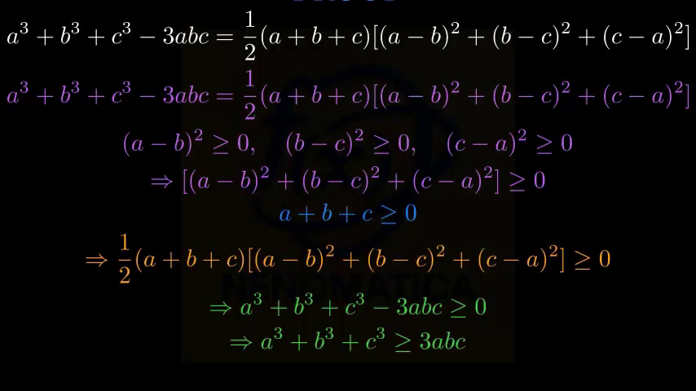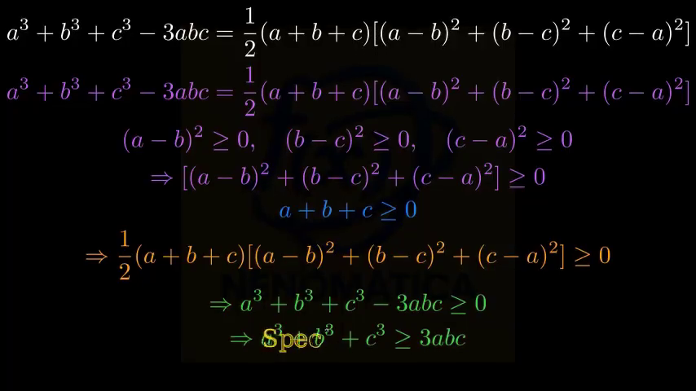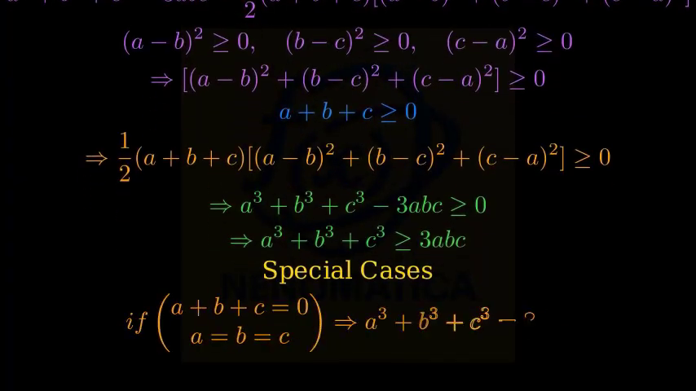Let's also look at some special cases mentioned in the note. First, if a plus b plus c equals 0, or if a equals b equals c, then a cubed plus b cubed plus c cubed equals 3abc. This means the equality holds in these cases.